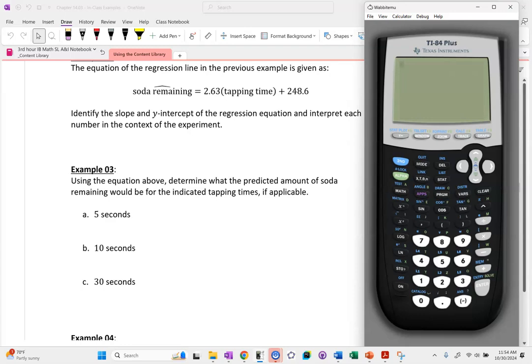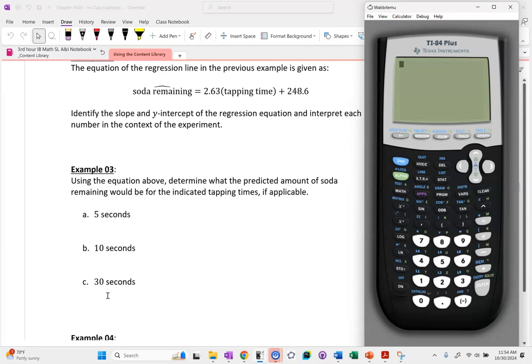So, how long were we tapping here? 30 seconds. What type of prediction is this then? Extrapolation. Should we make this prediction at all? No. You should say that this is extrapolation and no prediction can be made with our model. You should not even type into your calculator. You should say, I shouldn't do this because it's extrapolation. So any prediction would be invalid.